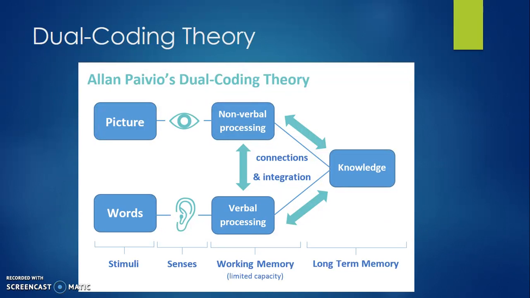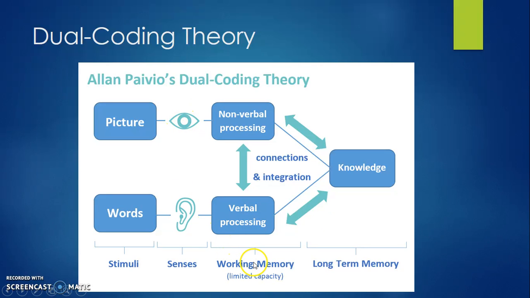So here's a visual representation of what dual coding theory looks like. As you see here, you're going to start with one of two different stimuli. We can start with words, or we can start with some kind of a picture. Those are going to use two different senses. If we're listening to words, we're obviously going to be using our ears. We're looking at different pictures, different diagrams, we're going to be using our eyes.